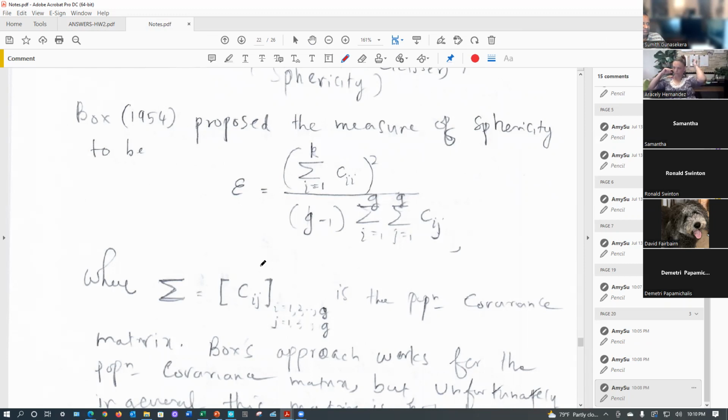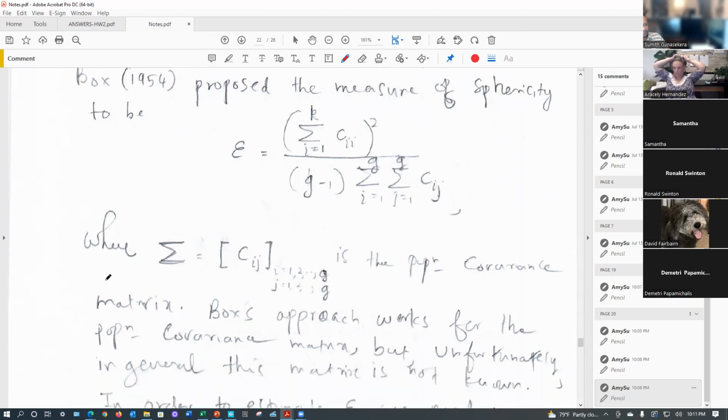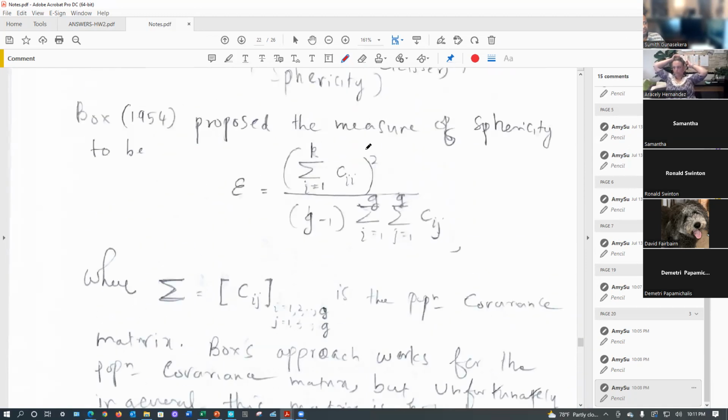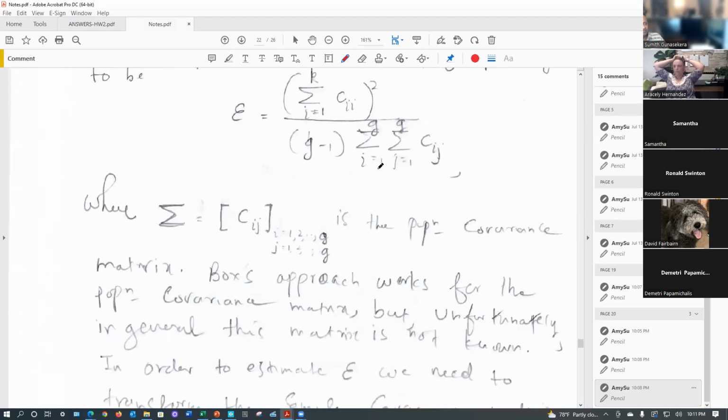Look at there, Cij means any element. This is the population covariance matrix. If you go to the center one, the diagonal one is denoted by Sigma ii. This is any of them. Then the Box approach works for the population covariance matrix. But unfortunately, in general, this matrix is not known. We don't know this one. You have to estimate. How do you estimate?